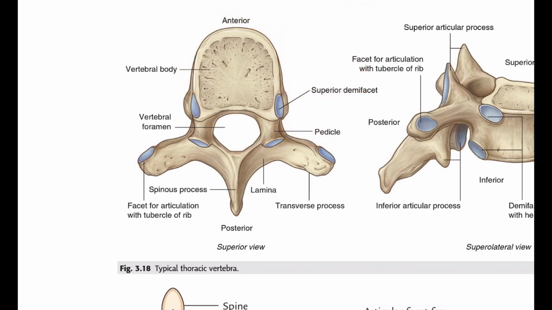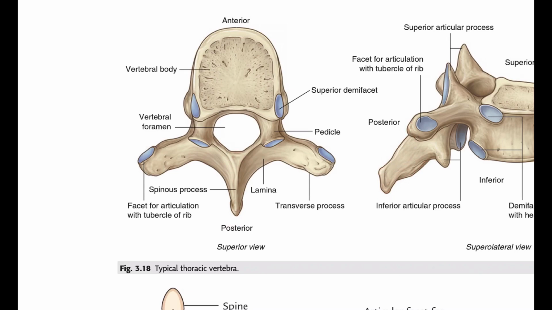Next, the body is heart shaped. So you can see the body is heart shaped. Its transverse and anterior posterior measurements are almost equal. The vertebral foramen is circular. The vertebral foramen contains the spinal cord. The spinous process is long. This one is the spinous process. You can see the spinous process.